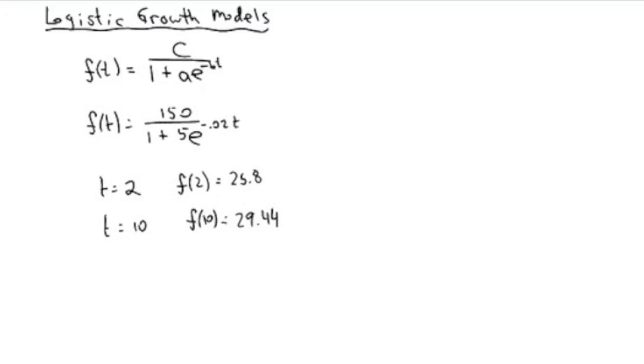I love calculators. It doesn't work. It works when I put in parentheses. Type in 150 divided by parentheses, plus 5, caret, negative 0.02 times... there has to be a 5 in front of the E. Because it's 5 each.